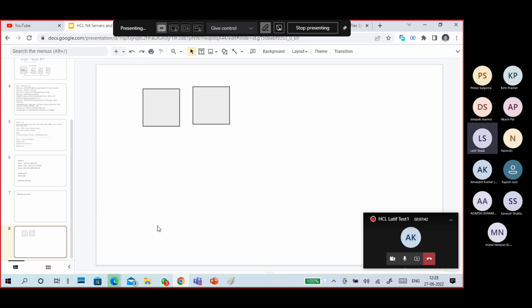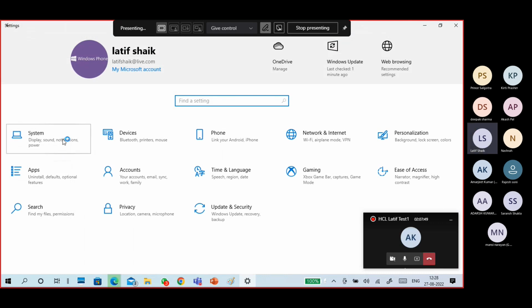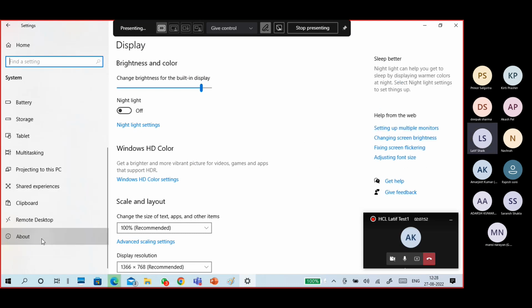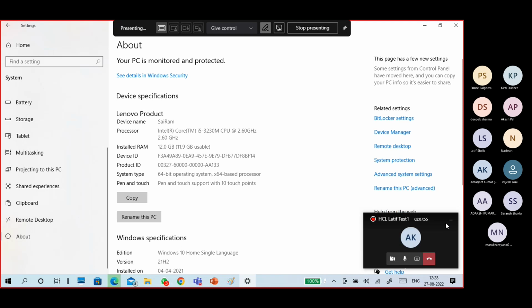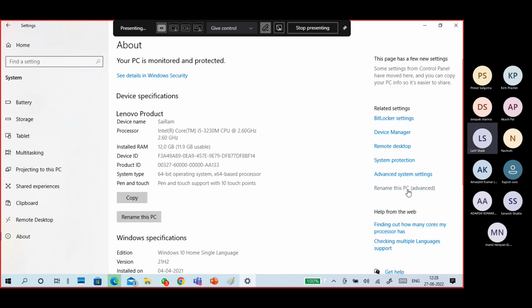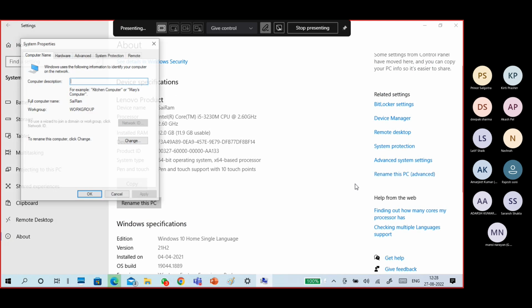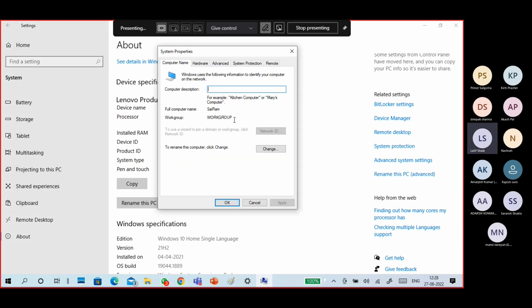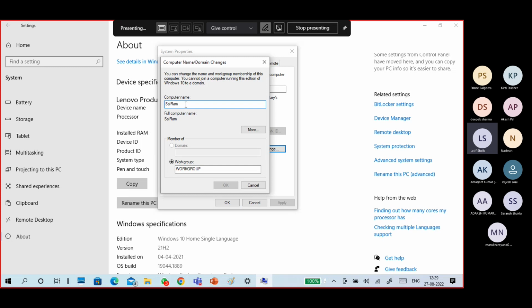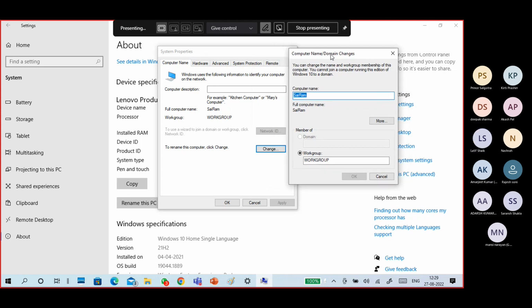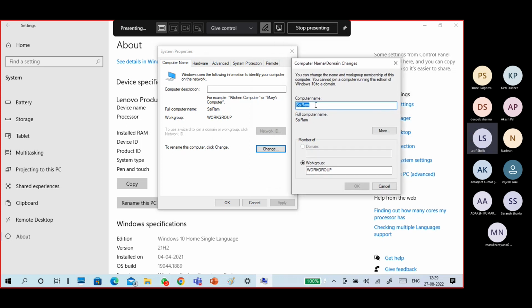Actually, I have to show you whether I belong to a work group or a domain. Go to System, then About. Rename this PC, Advanced is showing, so we'll go to Advanced. It shows you belong to a work group. You want to change it? Click on Change. You can change the name of the computer, but you cannot change from work group to domain. Member of domain, member of work group is there.